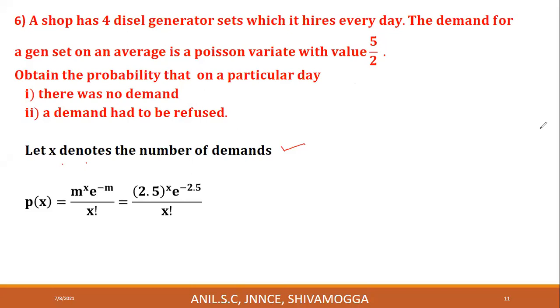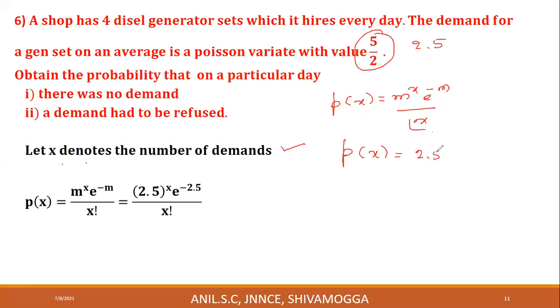Let x denote the number of demands. Now P of x is given by probability function is given by m power x into e power minus m divided by x factorial. And here m is specified, m is equal to 2.5. Therefore, P of x is equal to 2.5 whole power x into e power minus 2.5 divided by x factorial. This is the probability function.